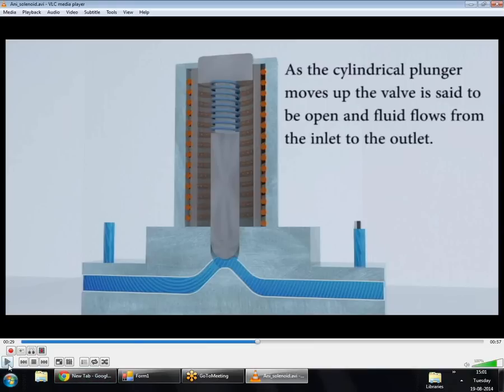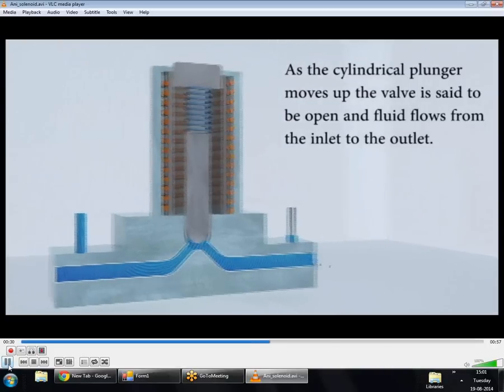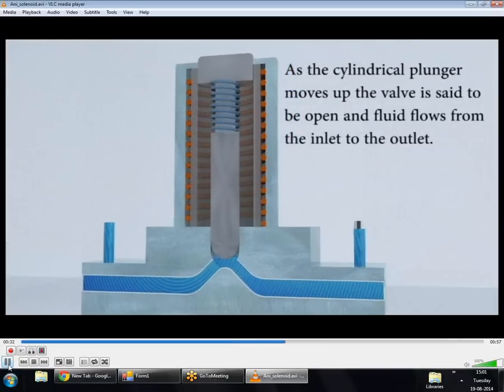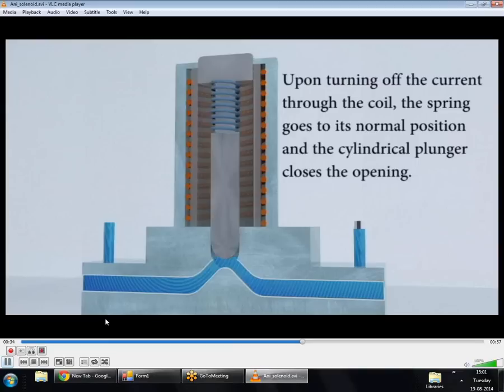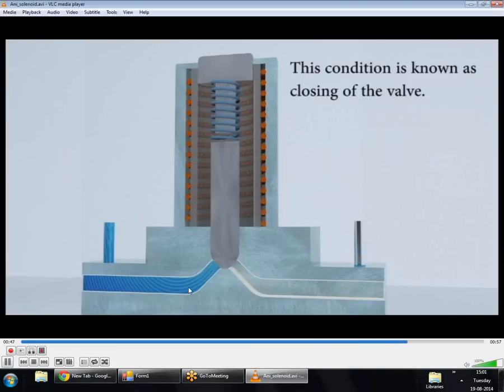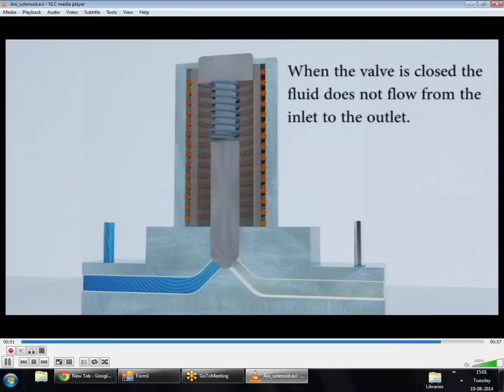Once we release the current, the spring which was compressed expands and pushes the cylindrical plunger back to its original position, and then this closes the valve, and eventually the flow of the fluid stops. So this is a very basic fundamental electromechanical energy conversion system that we have.